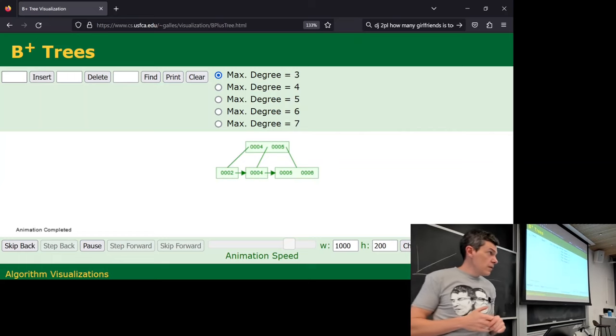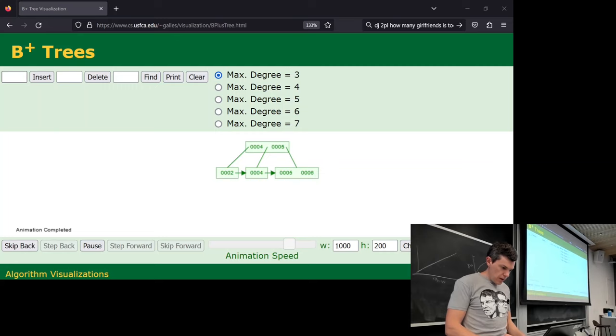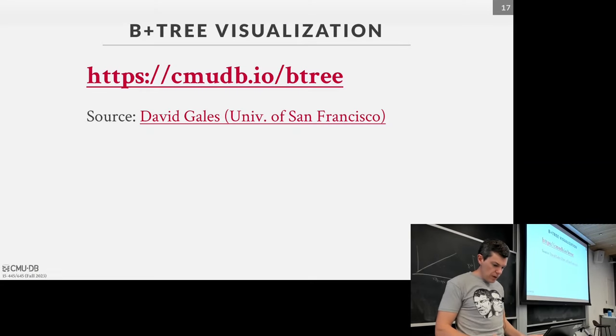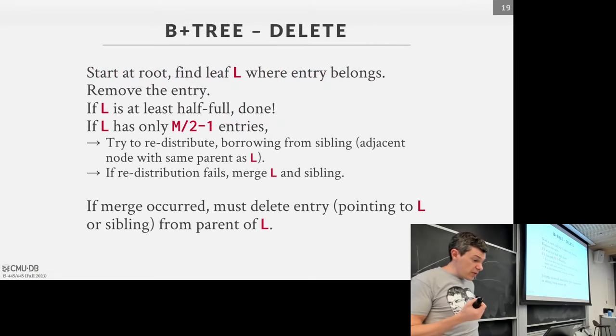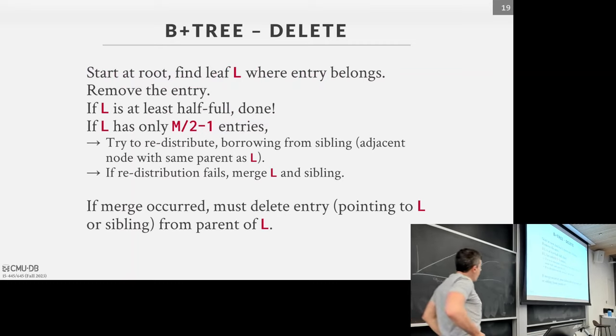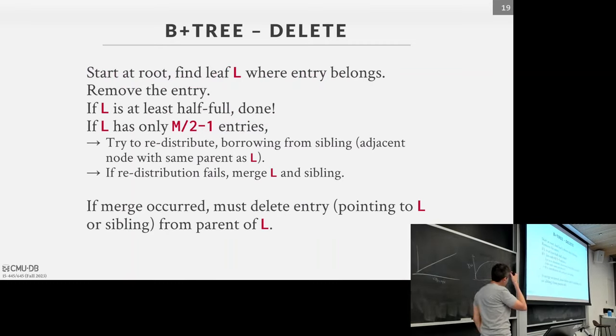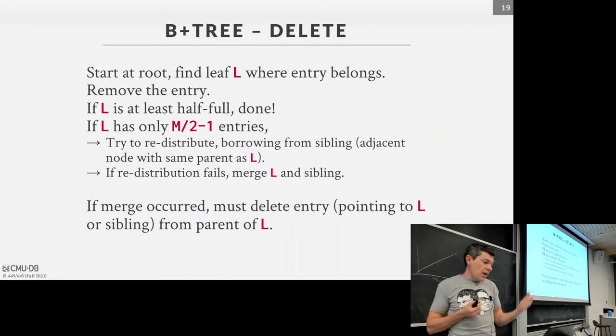So far, so good? Okay. So delete is essentially the reverse of this, where we start at the root and go down until we find the leaf node where the entry will be removed. If it's not there, then we don't do anything, right? Because you can't delete a key that doesn't exist. If it is there, then we go ahead and delete it.